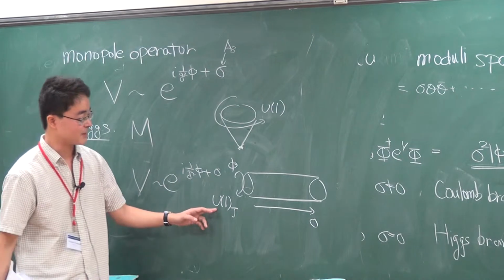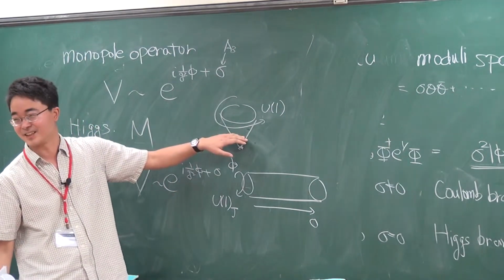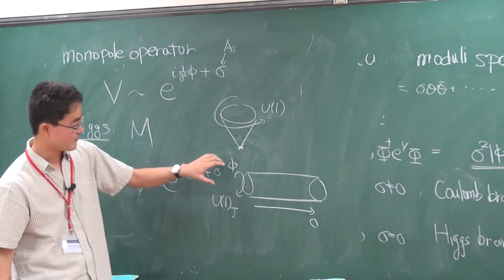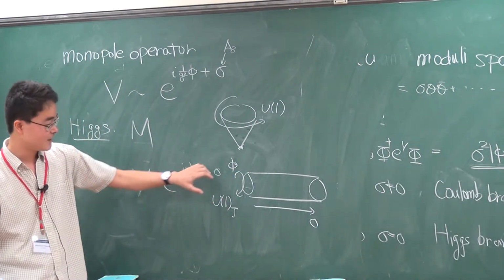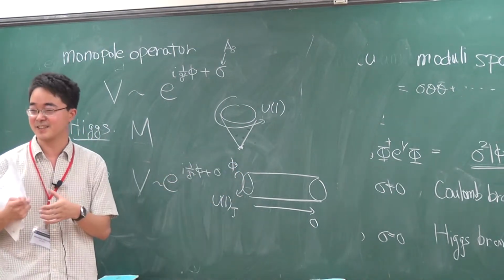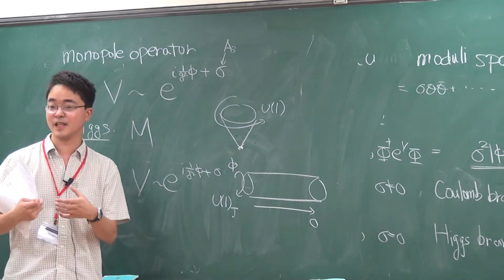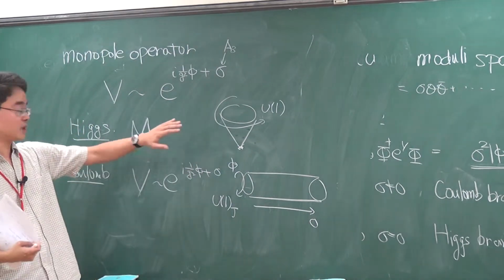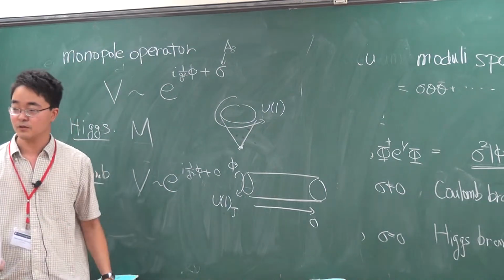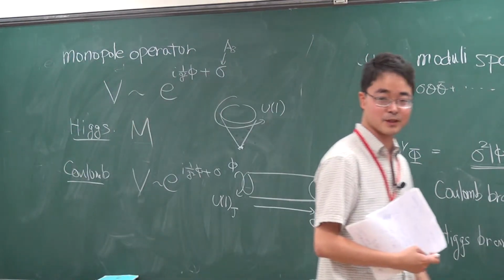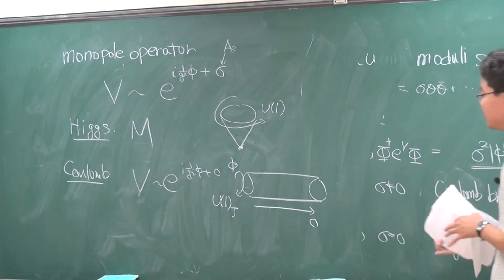Except that this symmetry acts only on this monopole operator, but not here, for example. So whenever you make a contact, it doesn't make sense if there is a finite size circle, because that's where this U1J acts. But U1J should not act on the Higgs branch where there is a contact. So there is a clear discrepancy. And in fact, there is a way out.